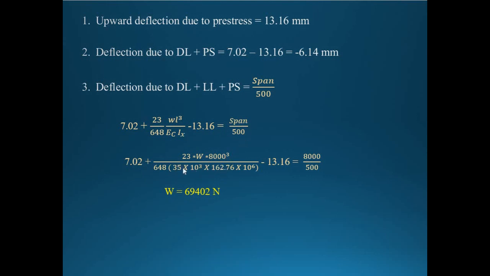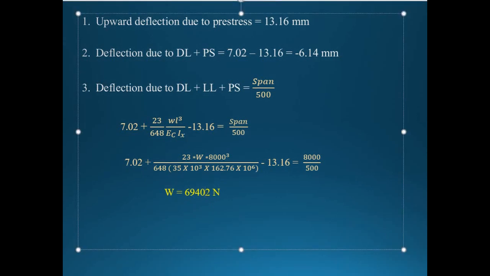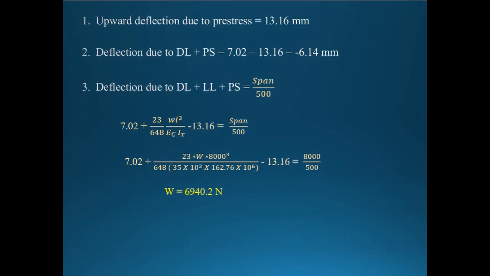Now let us substitute all the terms which we know, that is EC we know, IX is also known, only W is unknown, length is known, so substitute everything. Span is also 8 meter, so 8000 mm. W is 6940.2 Newton. 6940.2 Newton is the W value present here.